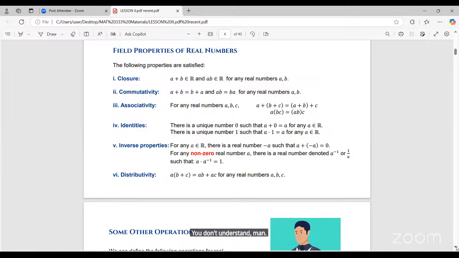Now, the closure property says for all a, b, our a, b are just numbers in R. Please keep quiet.